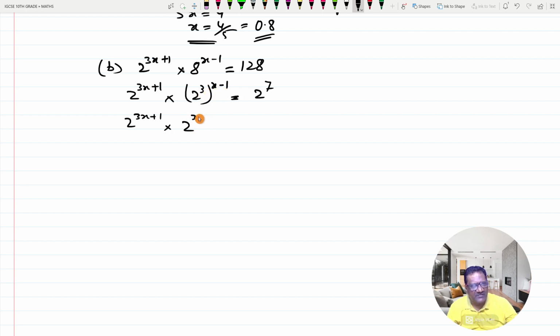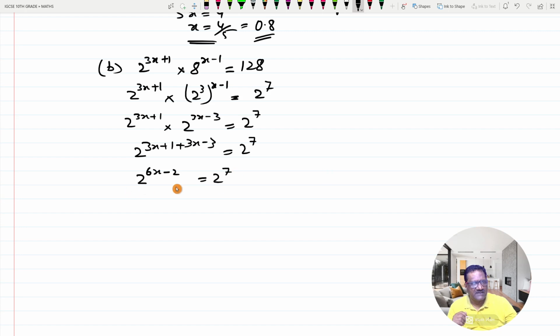So that will give me 3x minus 3 equal to 2 raised to 7, right? Now on the left hand side, I'm going to use rule number 1, and I'll make this 2 raised to 3x plus 1 plus 3x minus 3 equal to, this is right hand side, 2 raised to 7. I'm keeping it as it is. This will work out to 2 raised to 3x plus 3x is 6x, and 1 minus 3 happens to be minus 2. This is equal to 2 raised to 7, right?